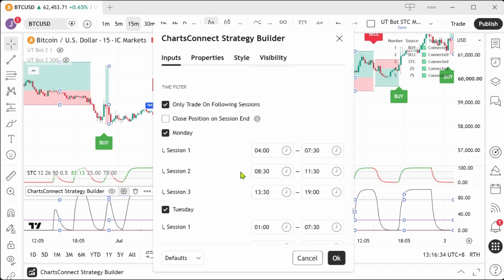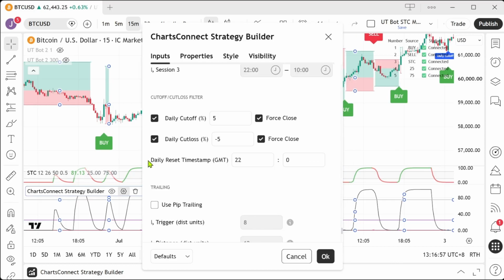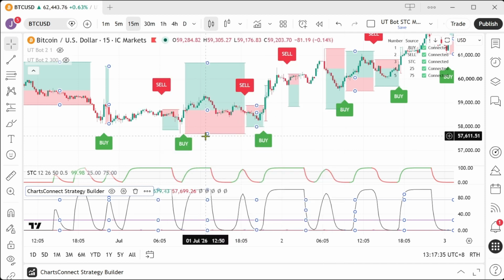Let's uncheck this. Every time you make a change in the setting, the change is reflected on the chart immediately. Next, the cut-off and the cut-loss filter. Daily cut-off closes all trades once your profit hits a set percentage, which is 5 here, and cut-loss closes everything if your account hits a set loss percentage. We will keep the cut-loss at 5% and uncheck the daily cut-off. Now we are done building. Click OK. Now let's look at the signals.